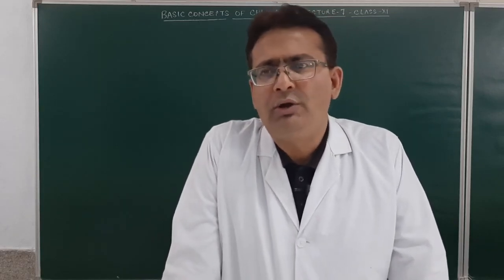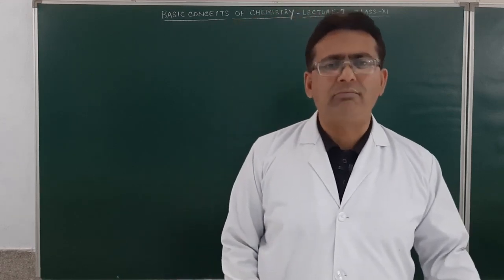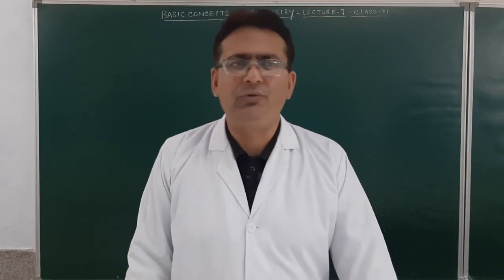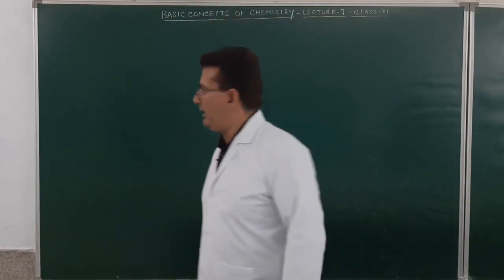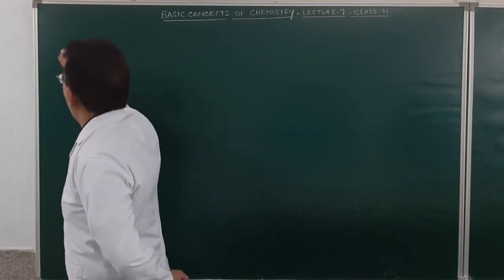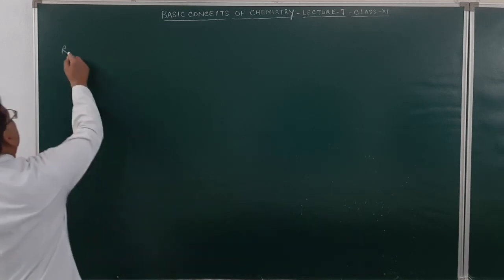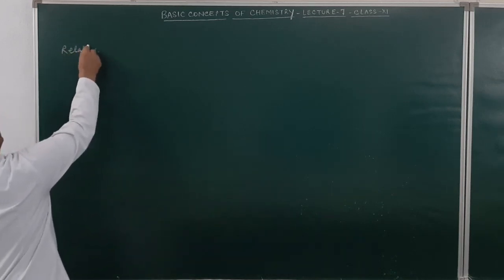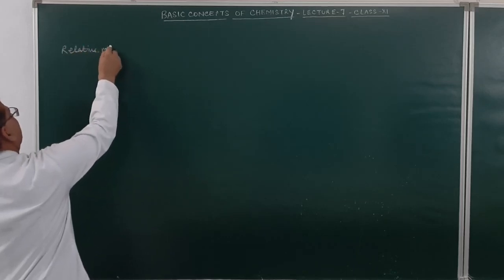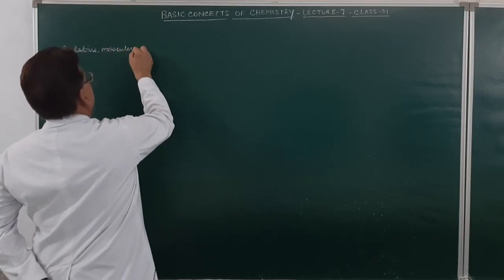We'll continue from where we left last time, and today we start our discussion with the relative molecular mass, and then after this we will discuss gram molecular mass and Avogadro's number. Now, relative molecular mass. How do we account for the relative molecular mass?